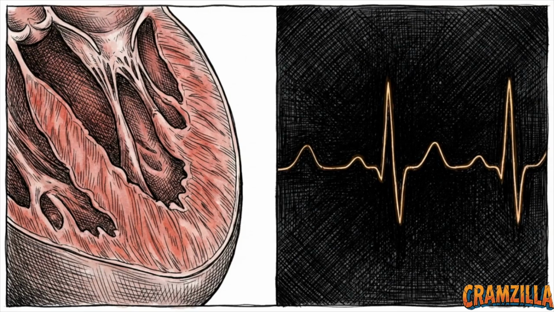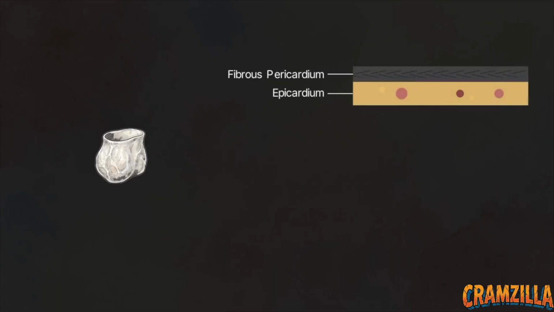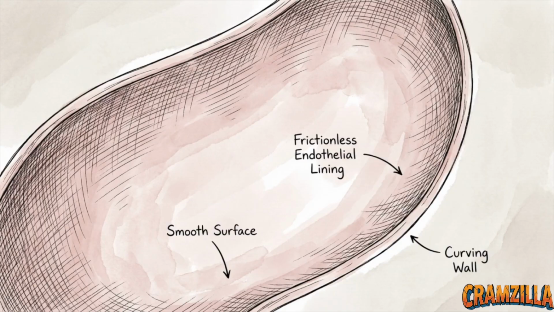segregated and perfectly sequenced. We begin with the physical housing, composed of 4 distinct layers. The outer fibrous pericardium is a tough sac that prevents overfilling and anchors the heart in place. Beneath it lies the epicardium, housing the fat and coronary vessels. Inside is the myocardium, the pumping layer. And finally, the innermost boundary is the endocardium.